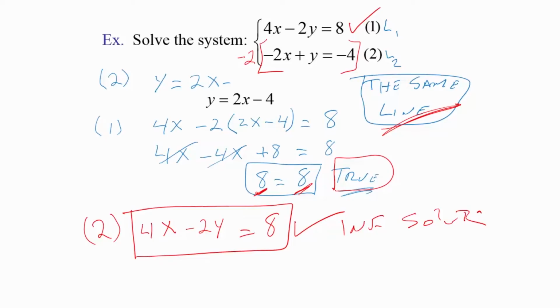Okay. If in the process of solving the system, you come up with a statement which is not true, so 4 equal 8, or 4 equal 2, or 4 equal minus 8, or whatever, you come up with a statement which is not true, that means the two lines do not have any solution. Okay?